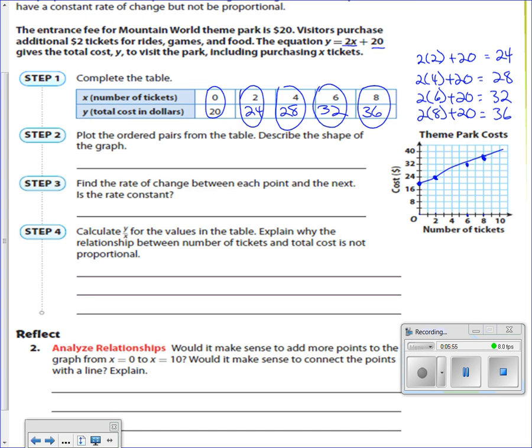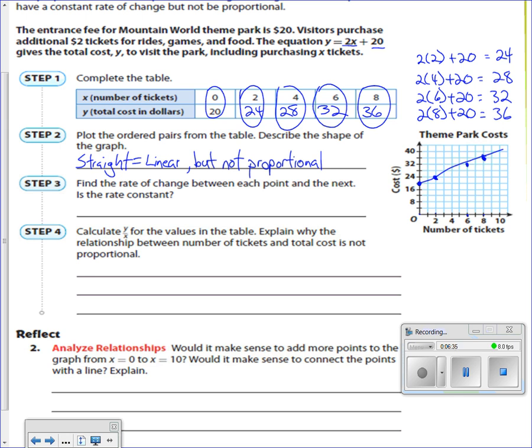So describe the shape of the graph. Straight line, which means it's linear. If it's straight, it's linear. Okay? But it's not proportional. It's not proportional because it doesn't go through the origin, 0, 0.